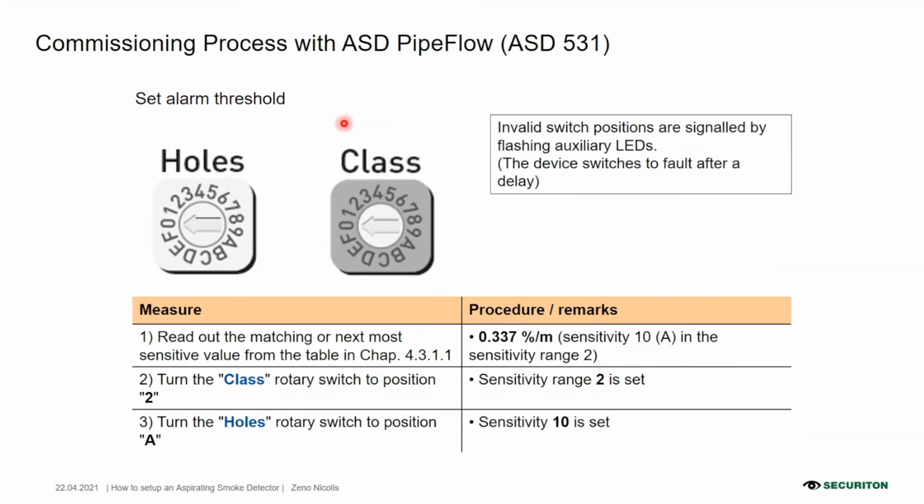Okay, so the class now is not like class A, B, C. It doesn't matter. I just put it in position 2, and the holes doesn't matter. It's not related to the number of holes, but just to find out the right value of sensitivity. So I put it to A here in this position. So in this way, the set is done.